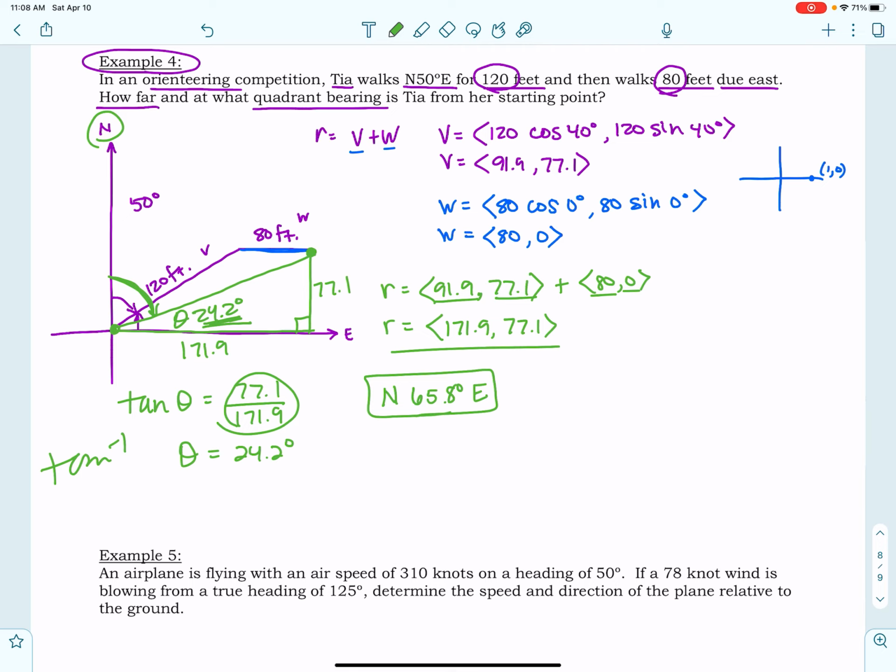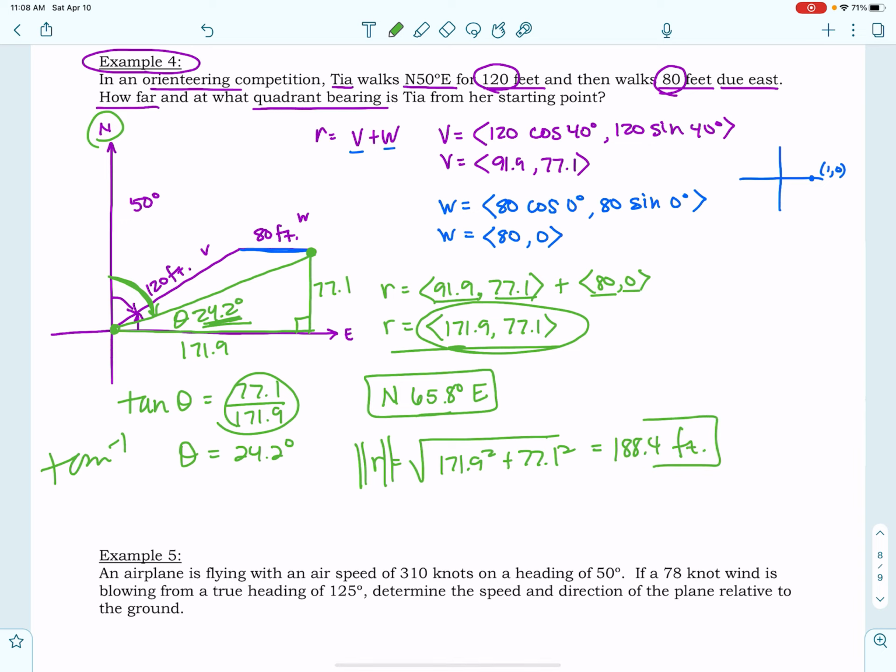Awesome. And how far has she gone? Well, I need to use my distance formula for that. And I'm just going to use this right here. So 171.9 squared plus 77.1 squared. And taking the square root of that, I get 188.4 feet in total. Nice.